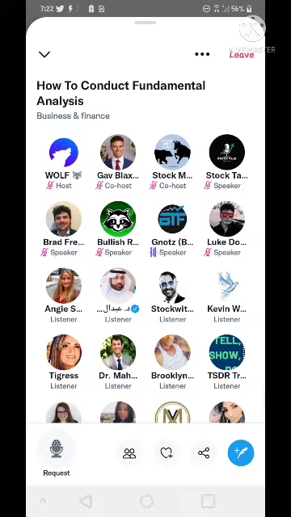But yeah, there's another thing that I know a couple of people were talking about in this space as well, which is looking at these specific sectors.